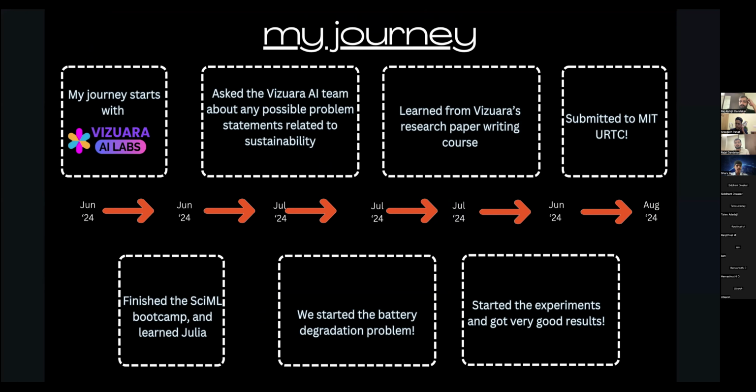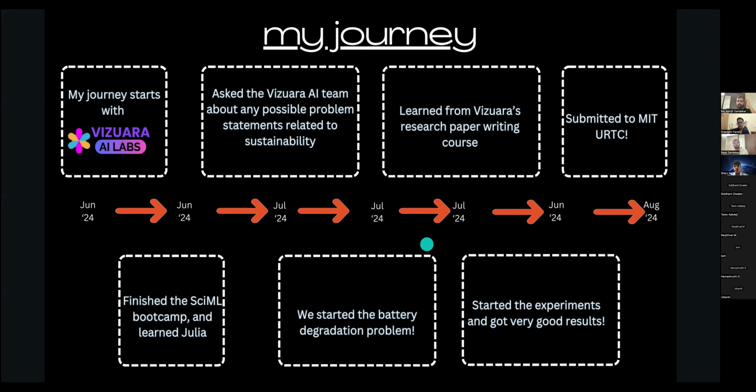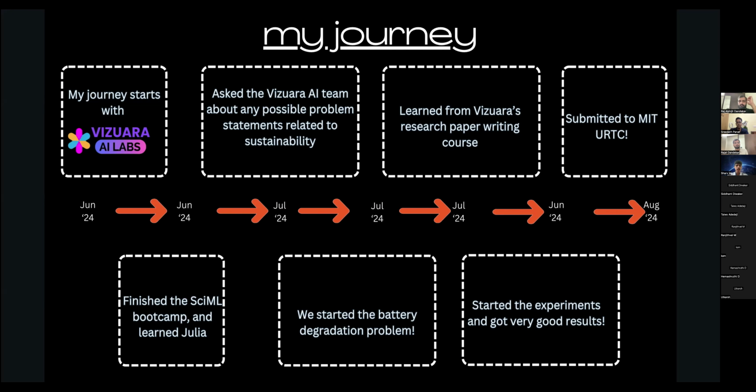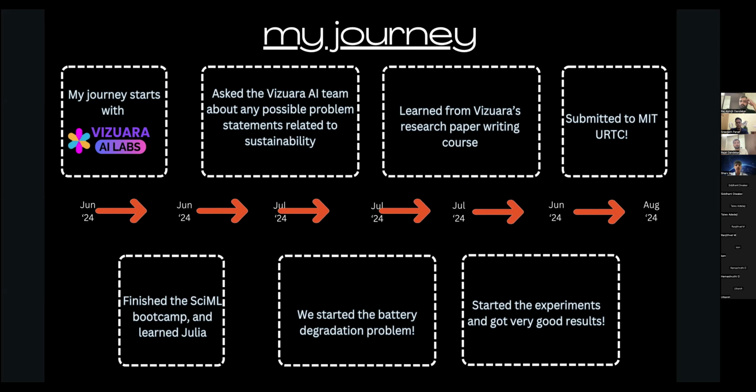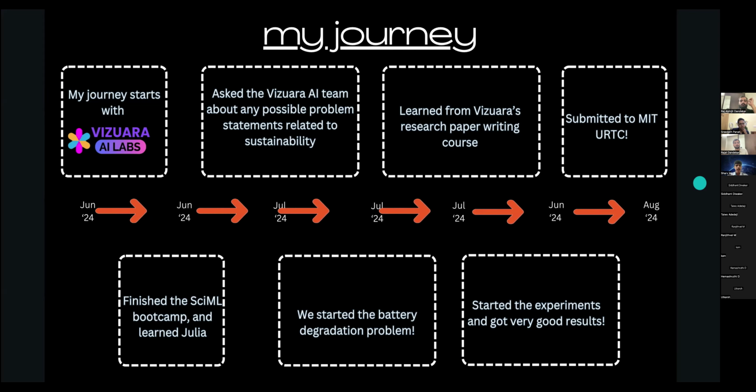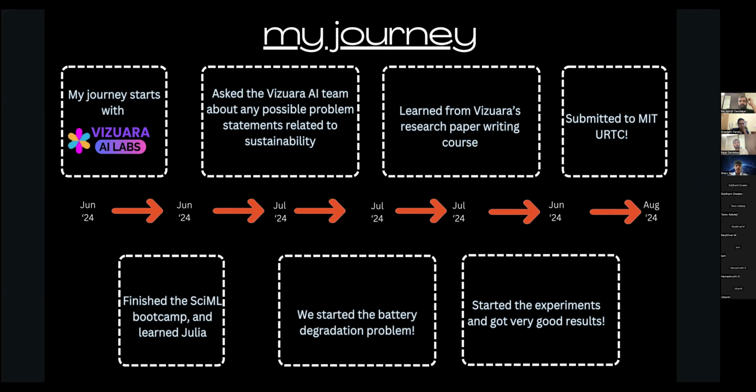And I asked Dr. Sridath and the Vizuara AI team about any possible problem statements related to sustainability and chemistry in general, because I'm very interested in chemistry. So we started the battery degradation problem. I didn't have much experience writing papers before. I had only done a few other papers before this, but I learned from their research paper writing course, and I started the experiments, and I got really good results. And I submitted to MIT URTC, and it got accepted. So I'm really happy about that.